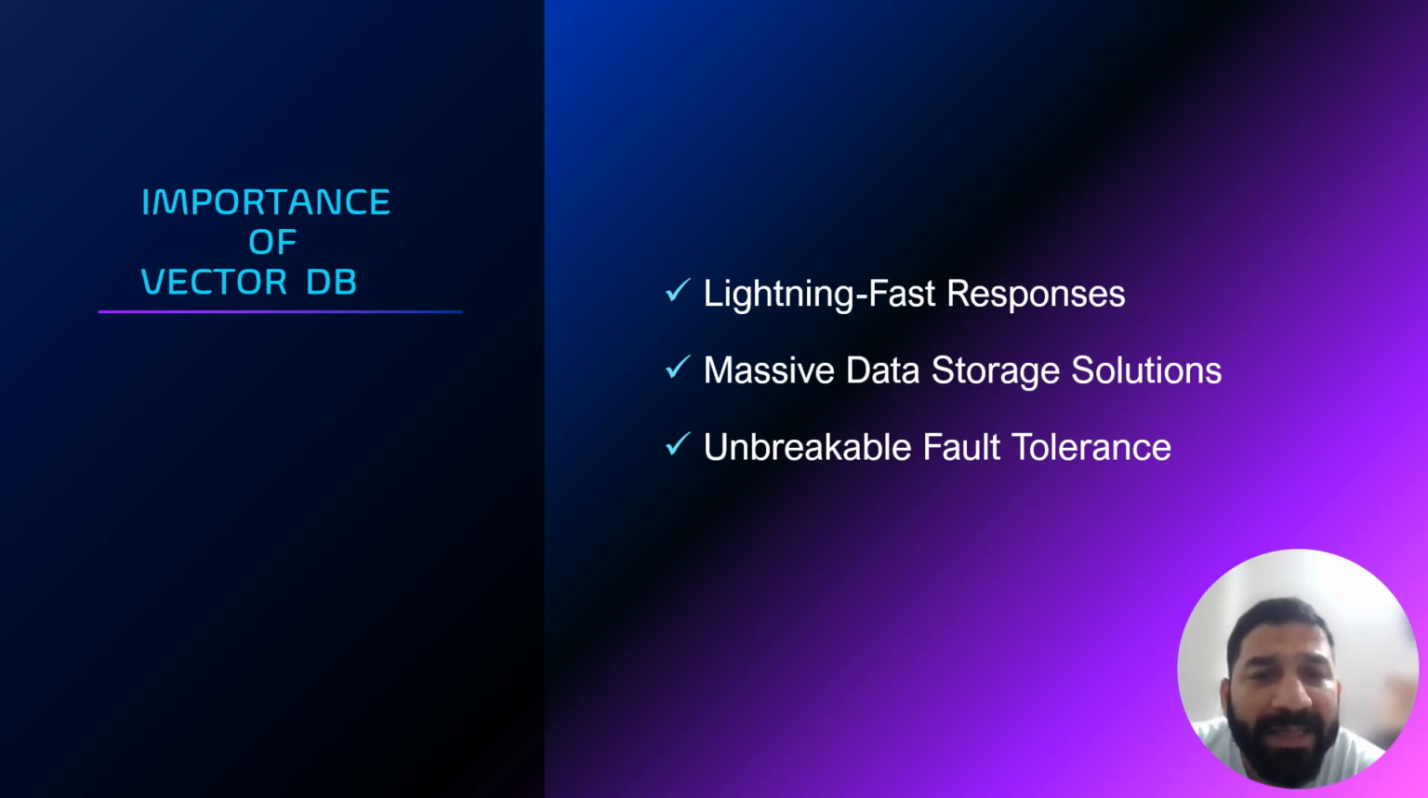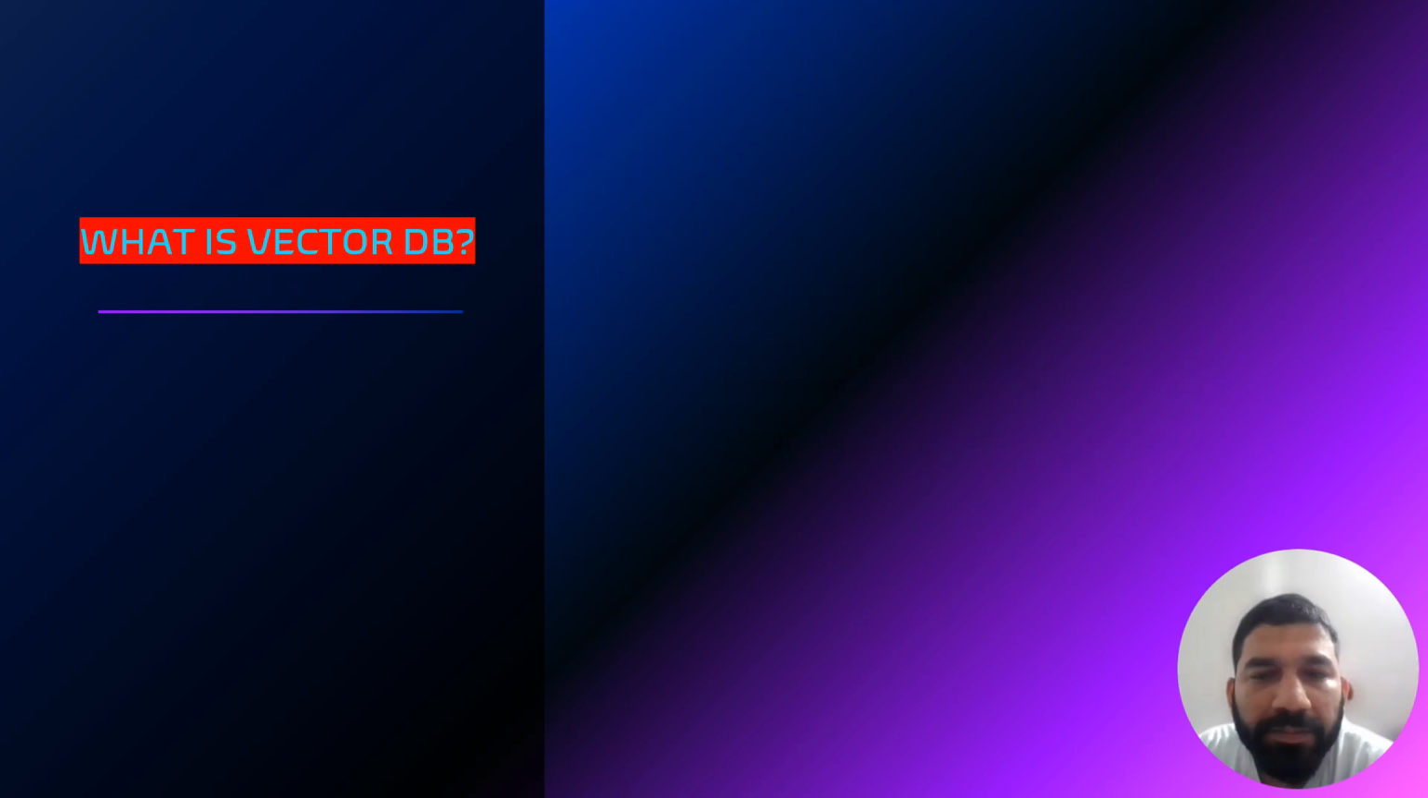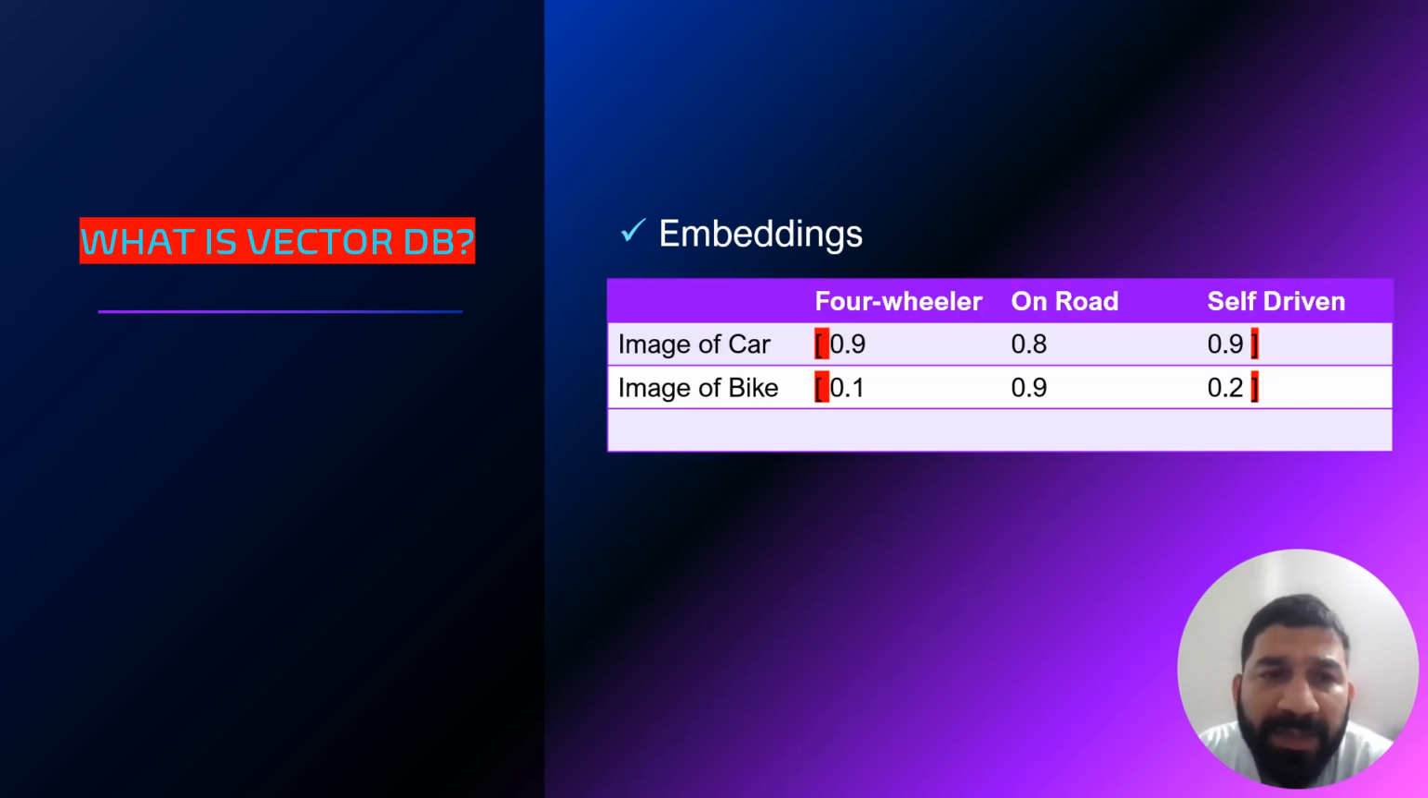So now let's understand what is a vector DB. If you know what embeddings are, then it is very easy to understand what is a vector database. Embeddings is nothing but vector representation of a word or a sentence or any input data. So let me explain it to you with the help of an example.